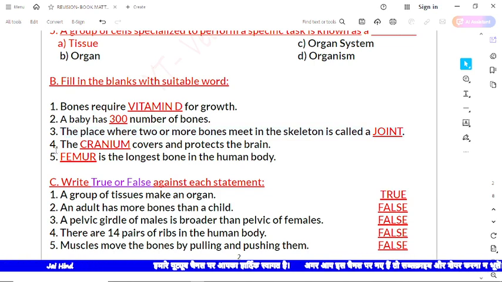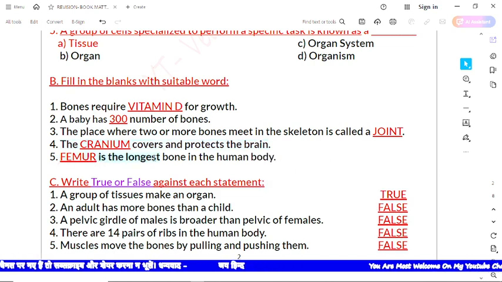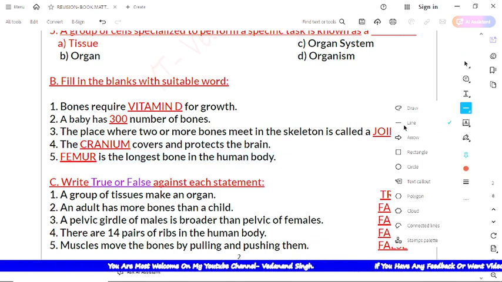Now the next one: the cranium covers and protects the brain. The cranium is the correct answer for the question. Now the next: the femur is the longest bone in the human body, so femur is the correct option. That is the fifth question.